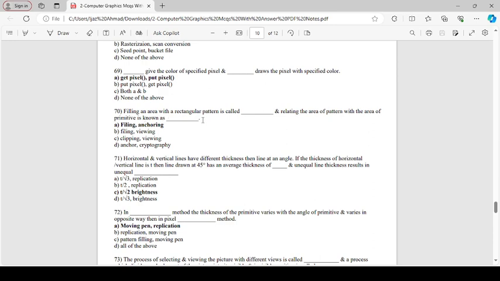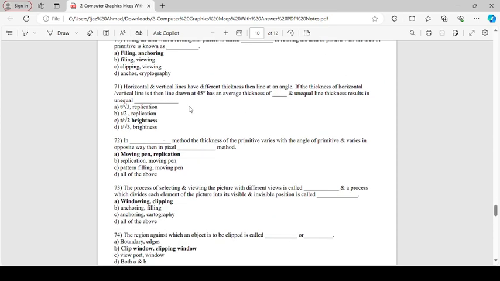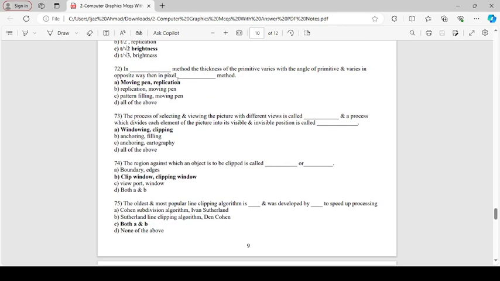Filling an area with a rectangular pattern is called tiling, and relating the area of a pattern with the area of a pyramid is known as inching. Horizontal and vertical lines have a different thickness than a line at an angle. If the thickness of horizontal and vertical lines is T, a line drawn at 45 degrees has an average thickness of T and equal brightness. In the moving pen method, the thickness of a primitive varies with the angle of the primitive and varies in the opposite way than the pixel replication method.